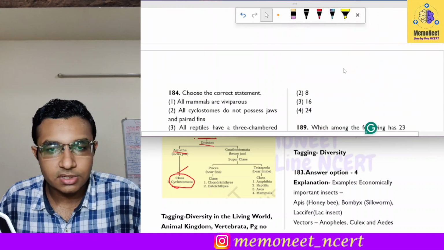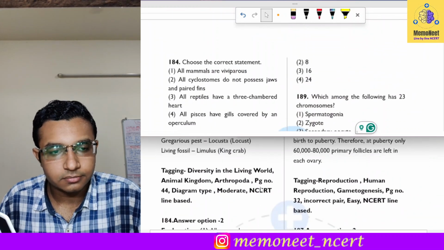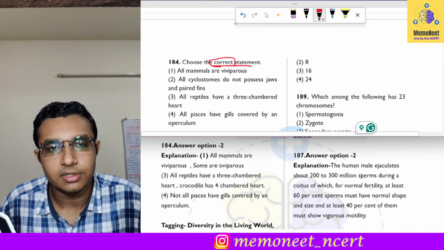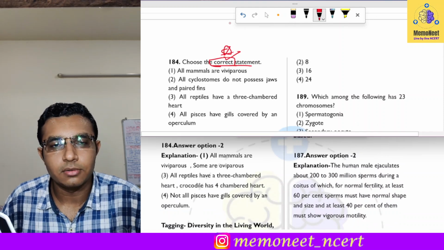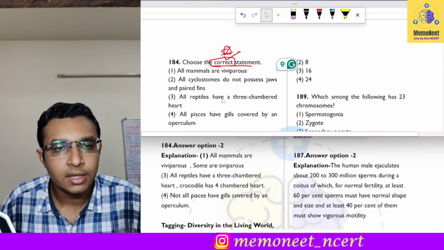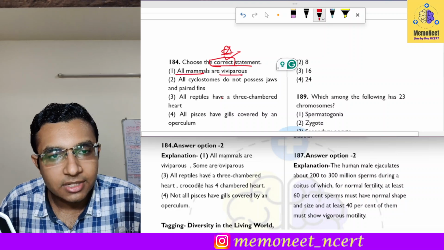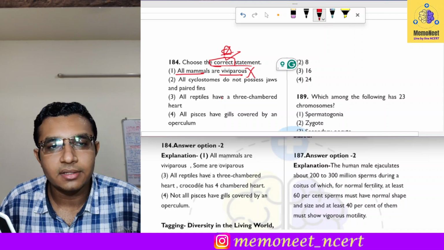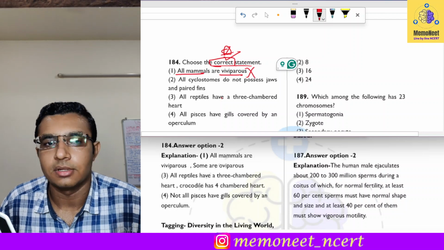The next question is question number 184. It states that choose the correct statement. So among the following 4 statements, we have to choose the statement which is correct. The first statement is all mammals are viviparous. So no, this is incorrect because the platypus and the ornithorhynchus are oviparous. Okay, so this is incorrect.